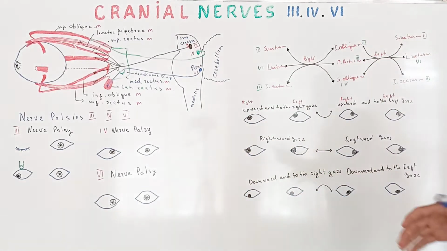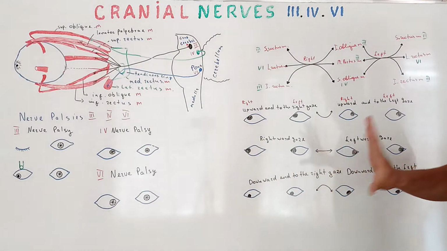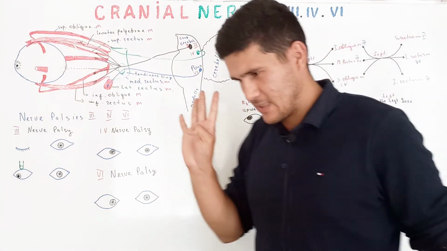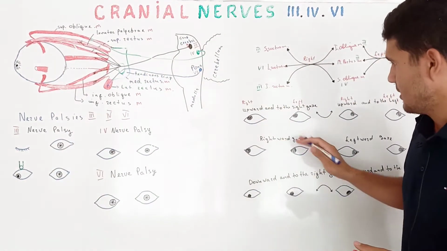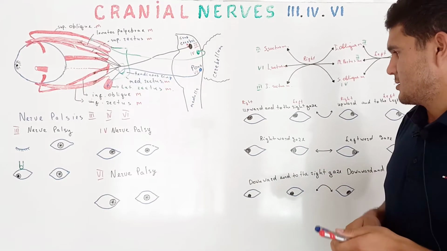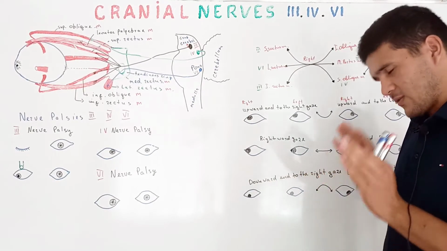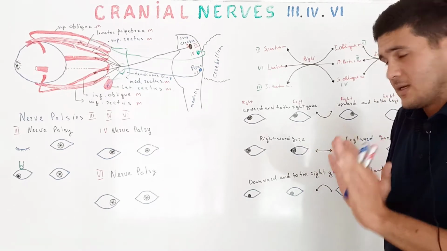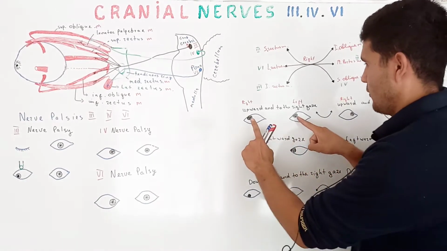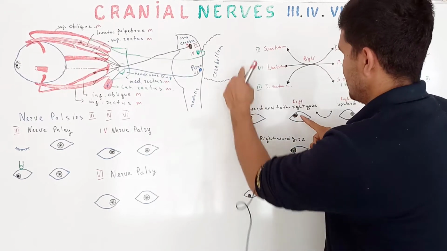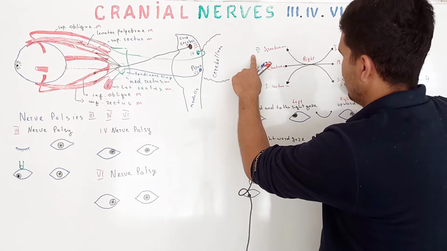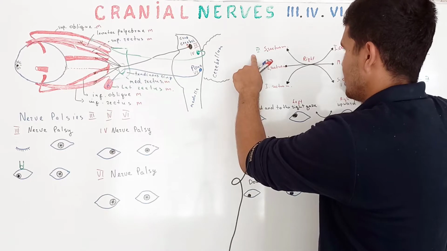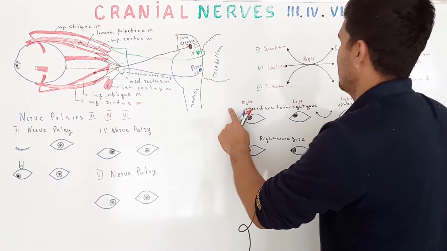Okay, and look at that. We have 6 different eye gazes. First one, the first gaze is upward and to the right. In this position, superior rectus and inferior obliquus muscles act in the right and left eye respectively.